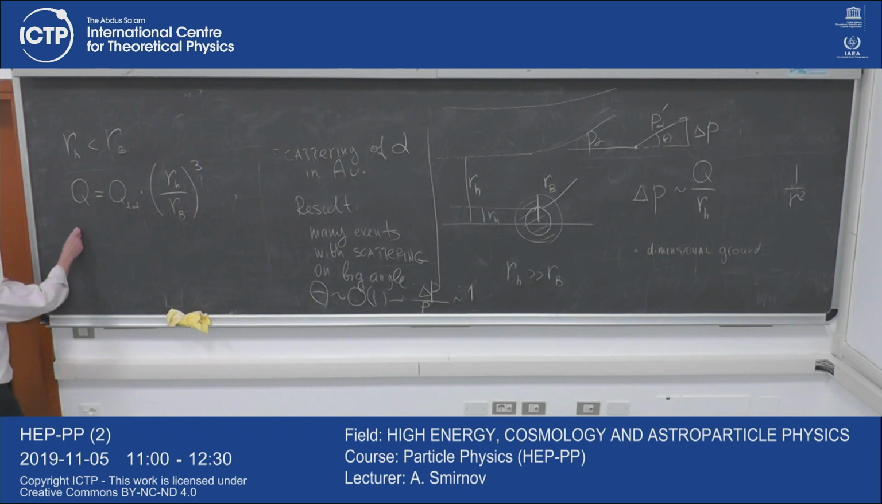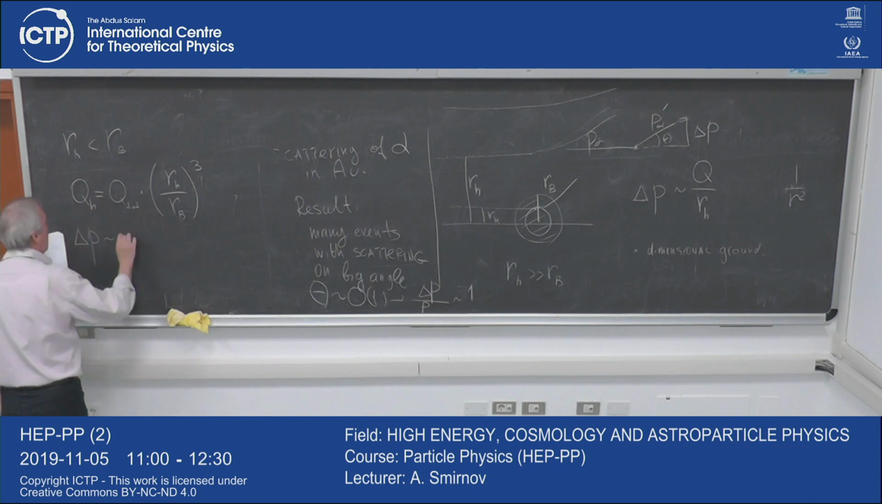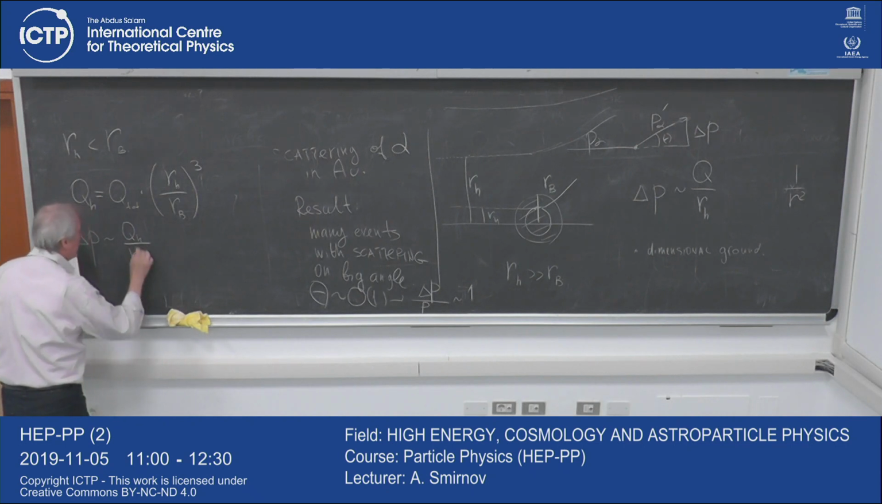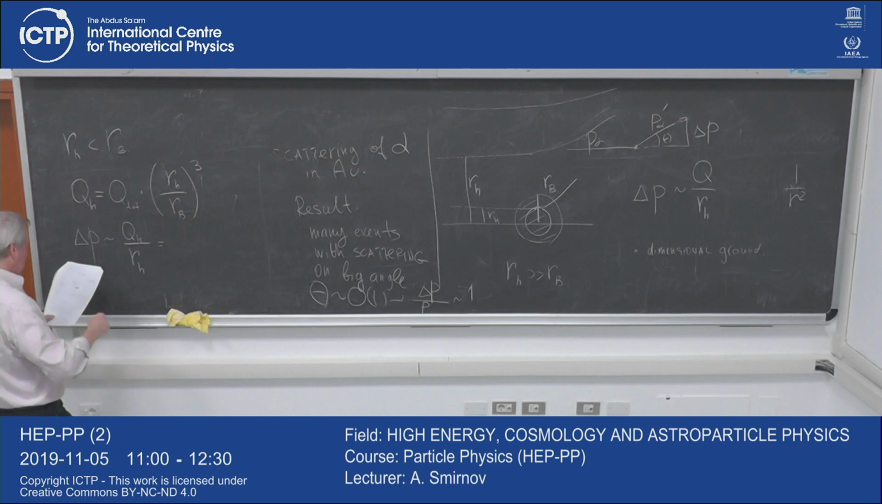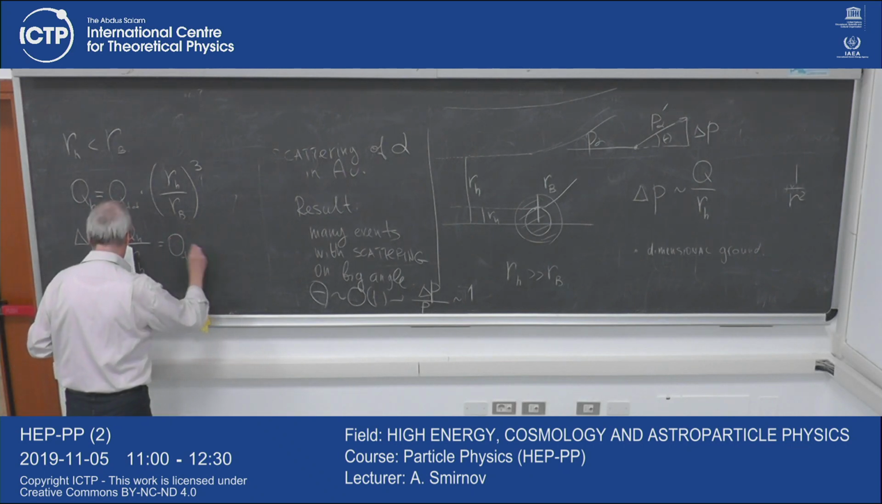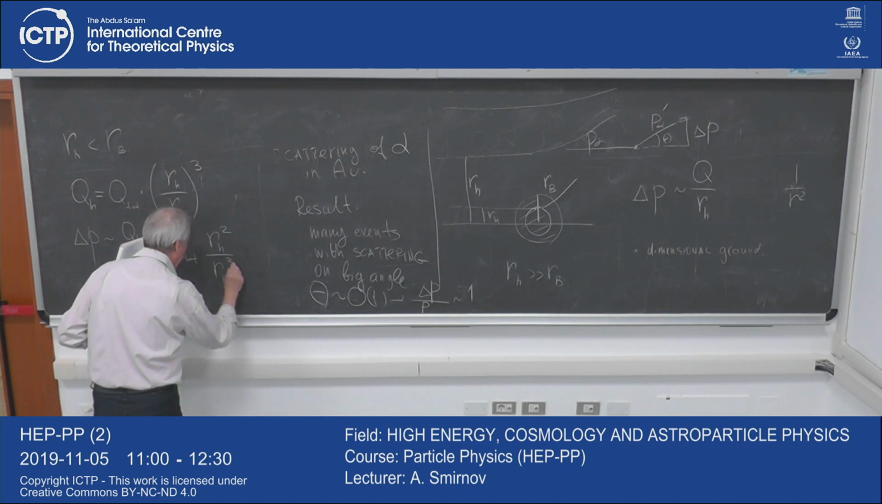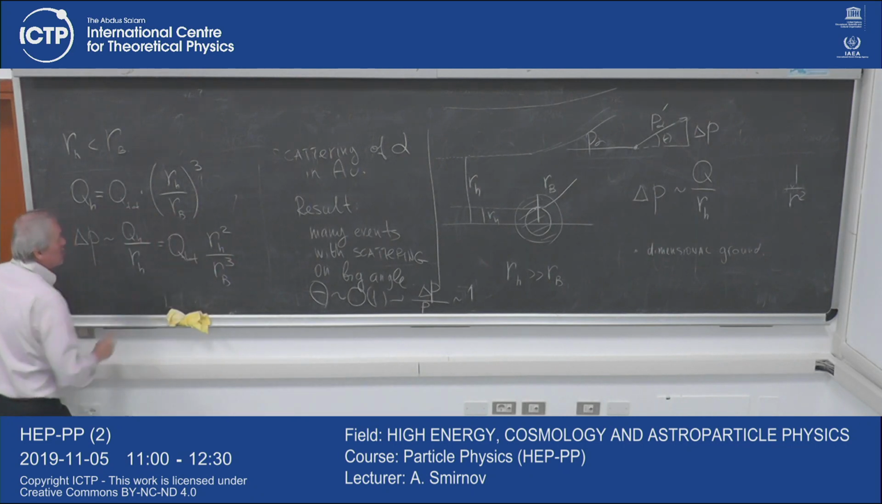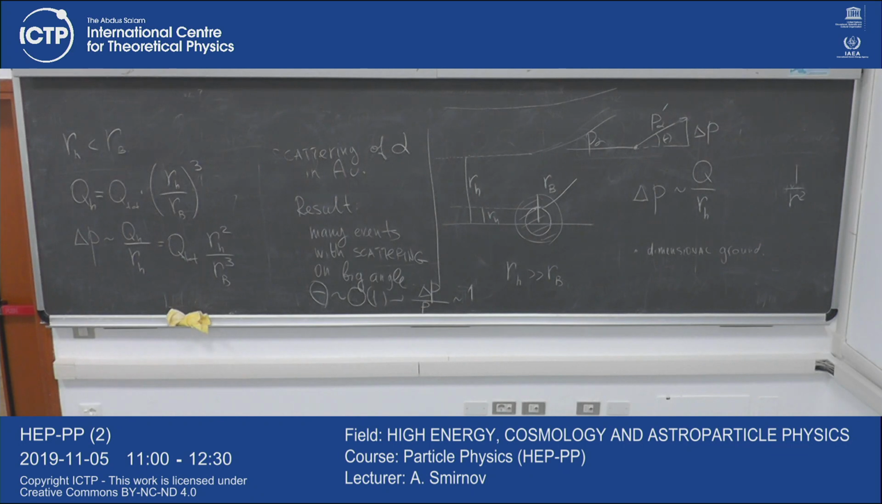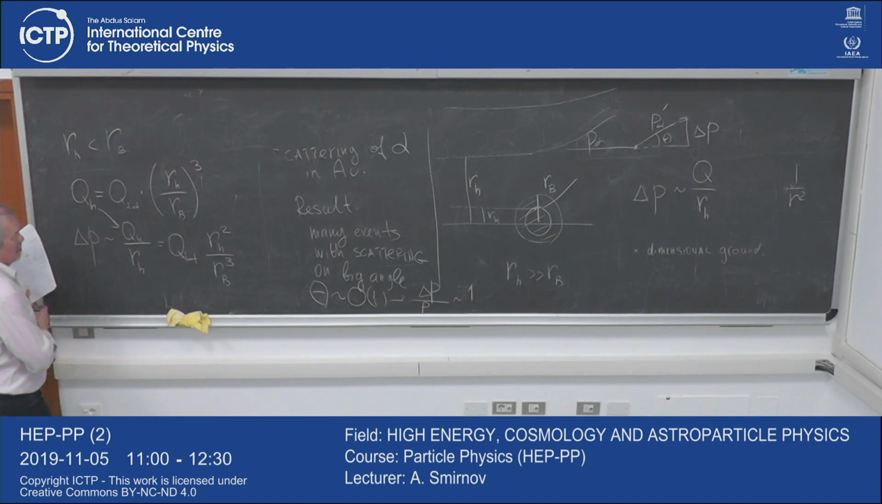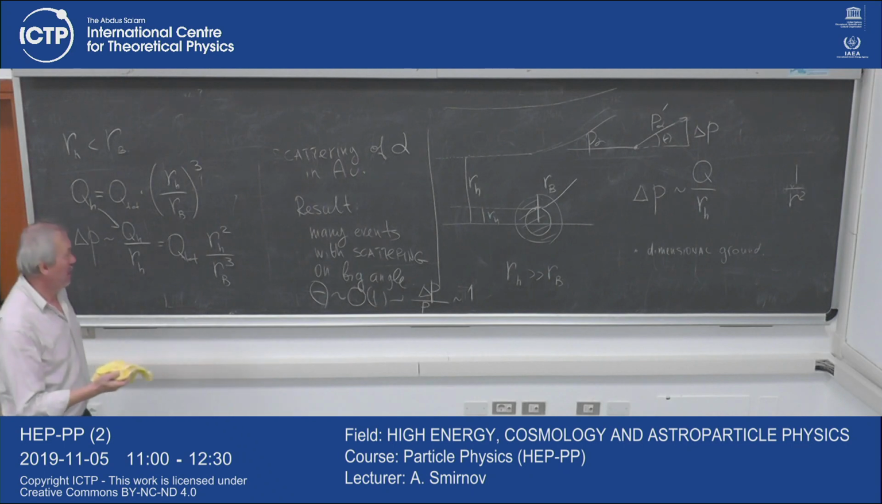So in this case, delta P, the change of the momentum, will be given by Q_H over R_H, and I insert here this expression. What I will get is Q total multiplied by R_H squared over R_B cubed. I just inserted this expression, and I'm getting that one power of R cancels, and I get R squared.